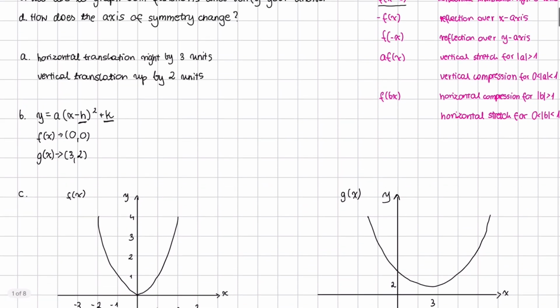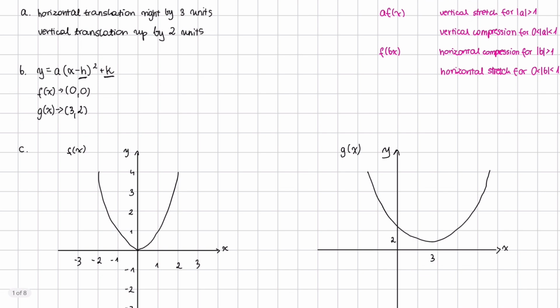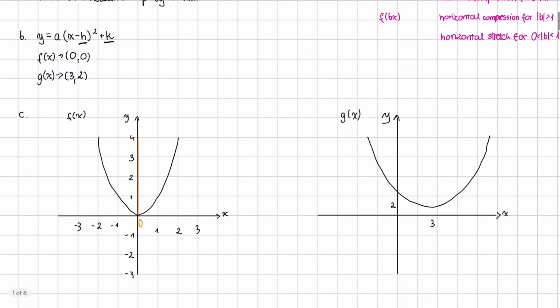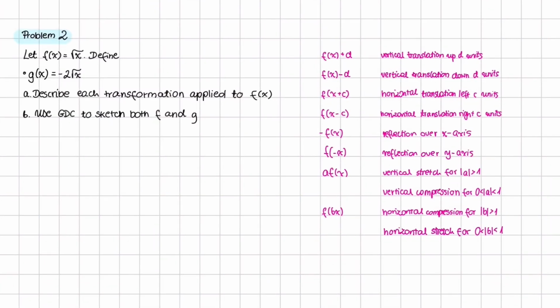And D, how does the axis of symmetry change? And as you can observe, firstly our axis of symmetry was x equals 0, so our axis was in here, so 0, and then we have our axis in here, so in 3. And this can be our final answer.